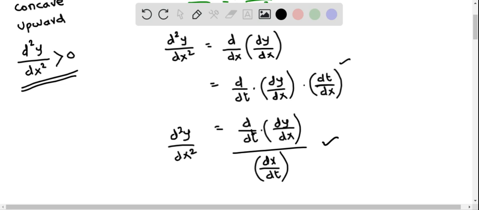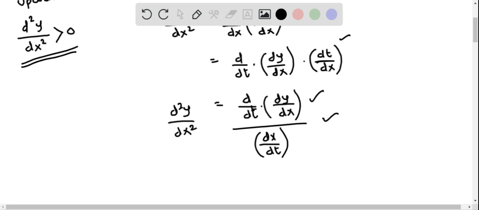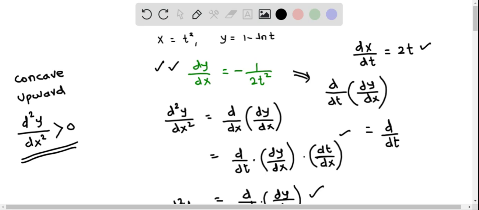So in the numerator part, we have to determine d by dt of dy by dx. That is, we have to differentiate this dy by dx with respect to t. And in the denominator, we should find dx by dt. Dx by dt we have already found, which is 2t. So we should only find the derivative of dy by dx with respect to t. So let's do that. So we find d by dt of dy by dx, and so this equals d by dt of negative 1 by 2t squared.